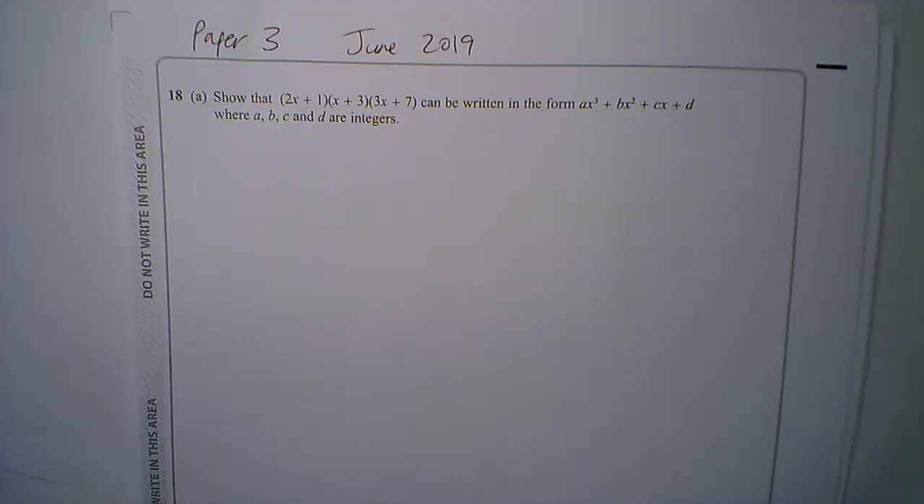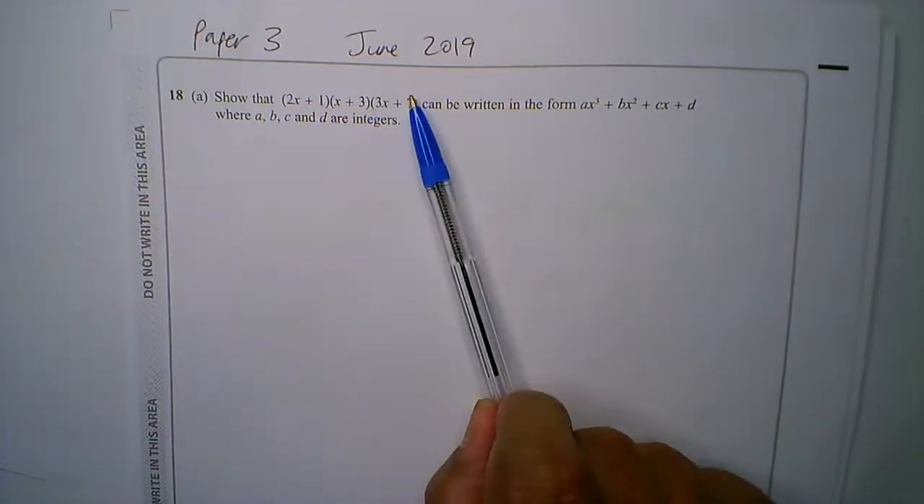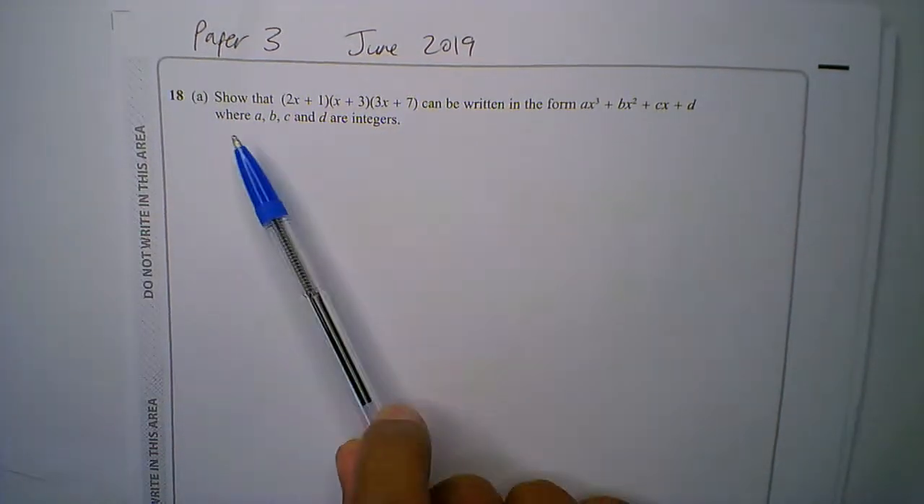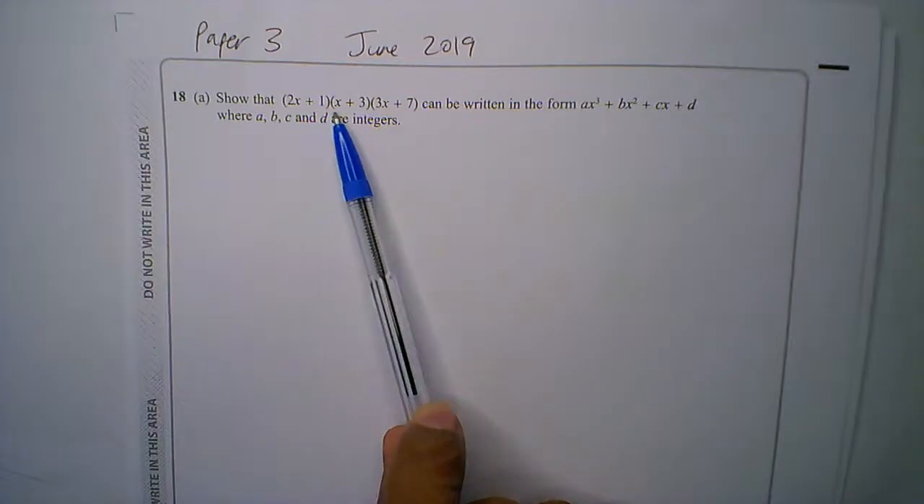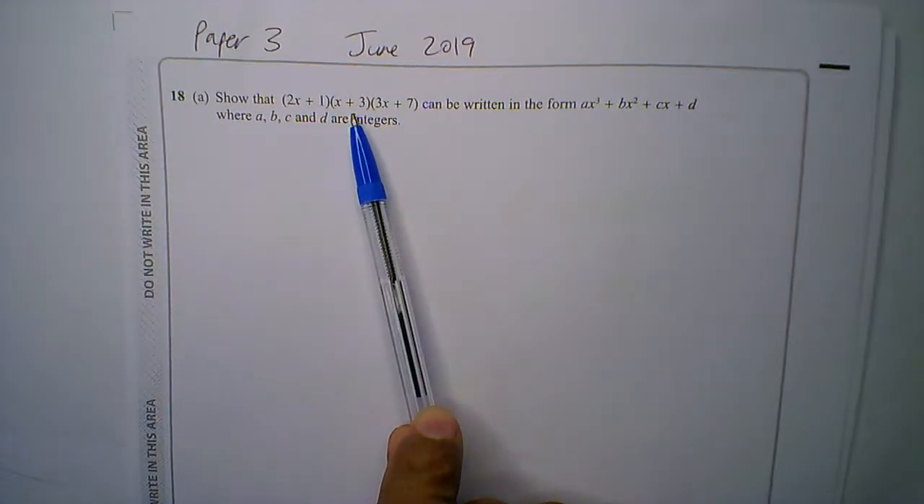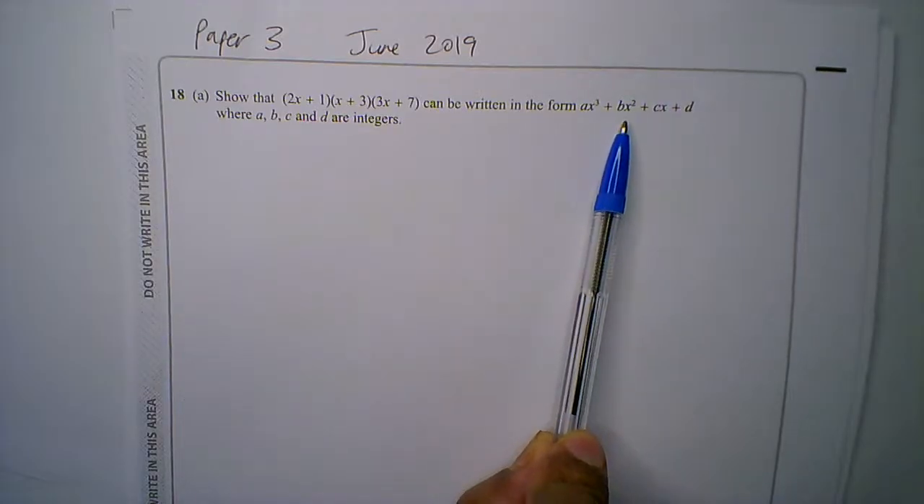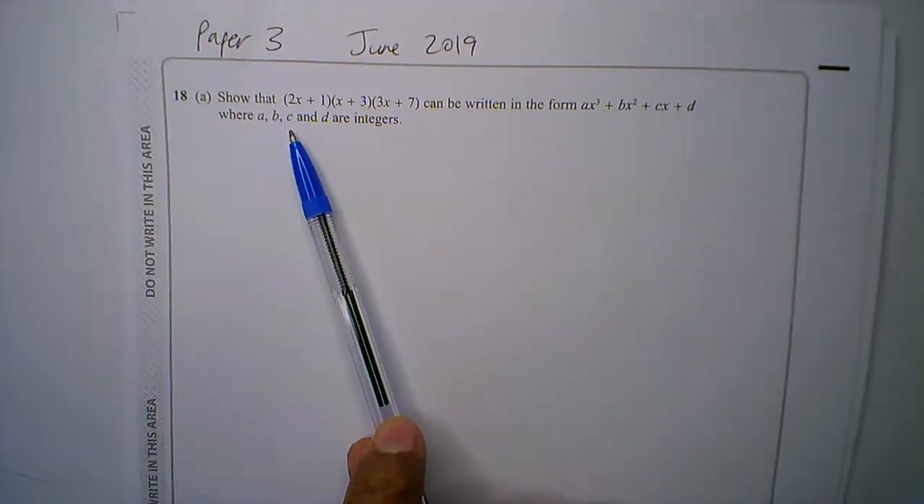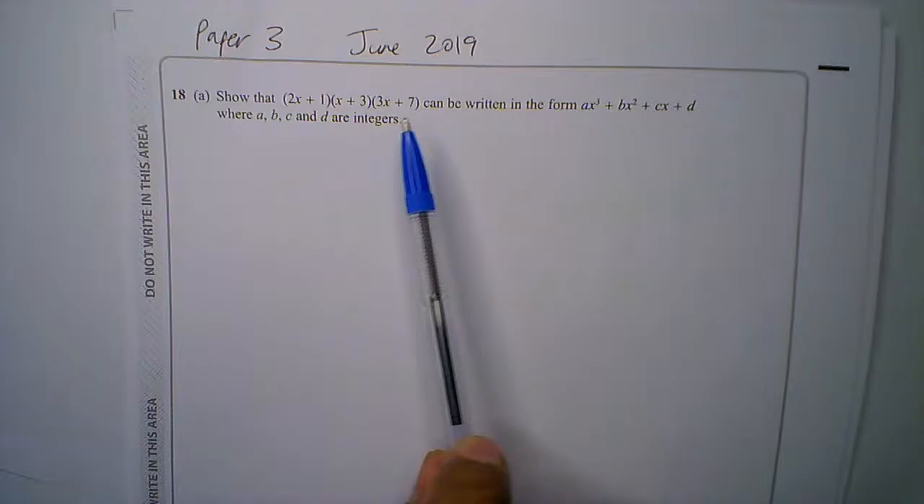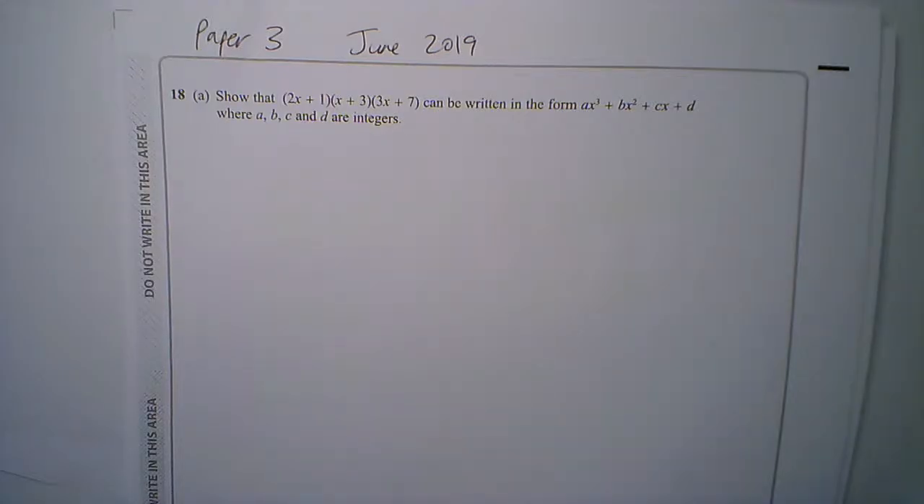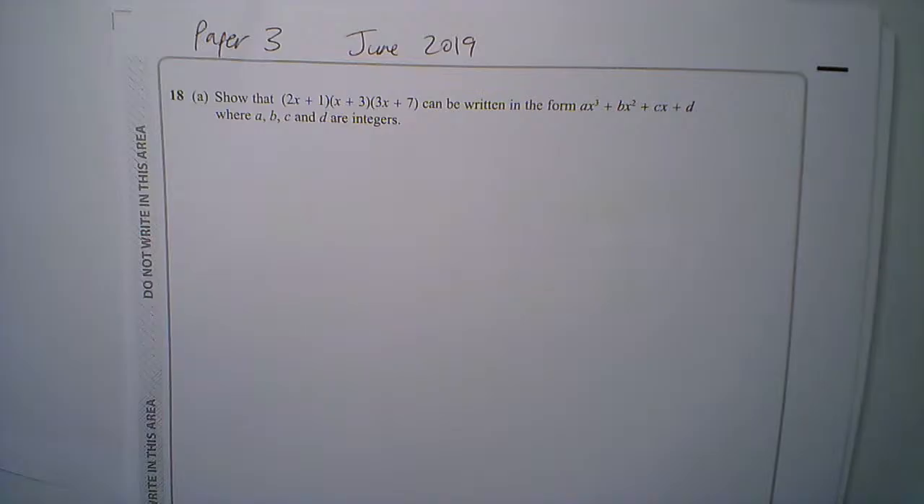Our next question is from paper 3, June 2019. Show that (2x + 1)(x + 3)(3x + 7) can be written in the form ax cubed plus bx squared plus cx plus d, where a, b, c, and d are integers. Press pause and answer the question. When you're ready, you can press play for the answer. If you get stuck or you want to go through it with me, let's carry on.